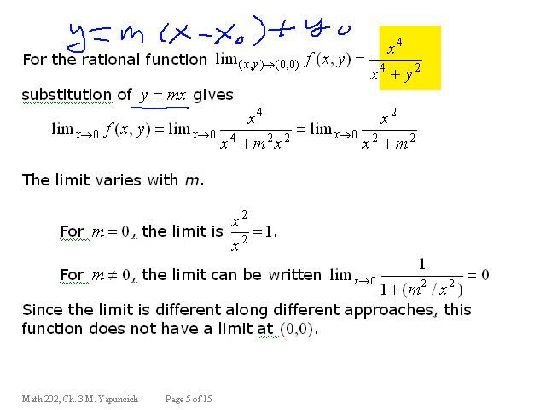Substitute that into the equation, and I have x to the 4th divided by x to the 4th plus m squared x squared. You can factor out an x squared and end up with something a little simpler: x squared divided by x squared plus m squared. Now this limit varies with m. If m is 0, then the limit is x squared over x squared, which is 1. If m is not 0, then I could rewrite this by dividing by x squared and find that the limit is 0. So the limit is different along different lines of approach. This function does not have a limit at 0.